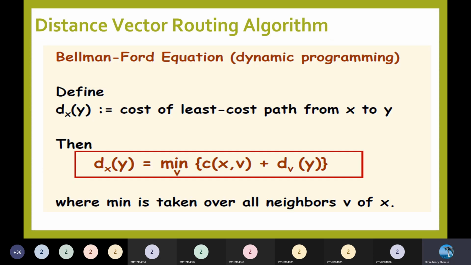The cost of the least cost path from x to y is the definition of the Bellman-Ford equation, and this is the formula: dx(y) is the minimum over v of c(x,v) + dv(y). V is all the intermediate nodes, the vertices. The c represents the cost between the two nodes, and the d represents the distance between the two nodes. Among these, the one that has the minimum will be selected, updated and used as the minimum route path between the source and the destination.